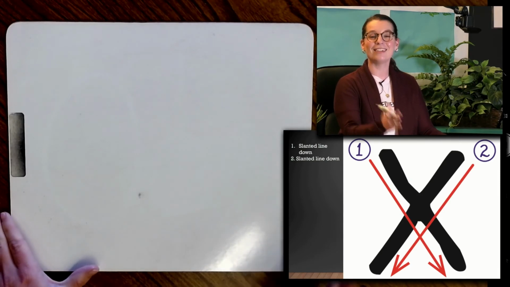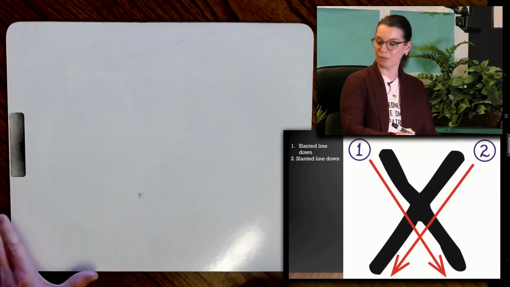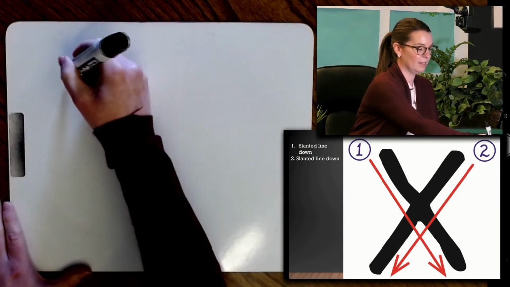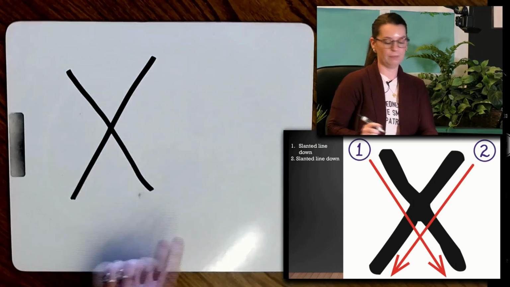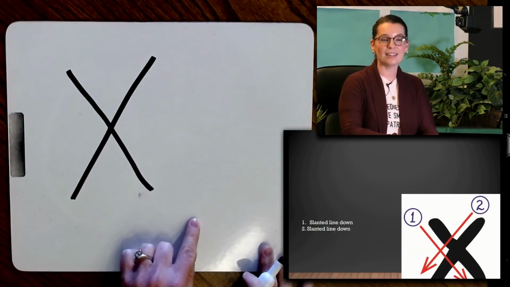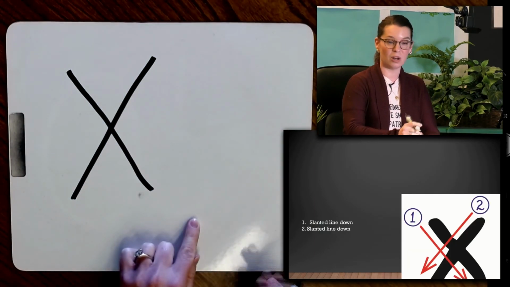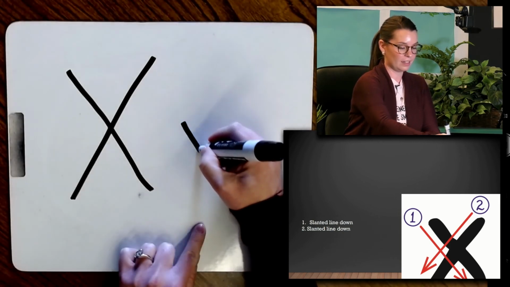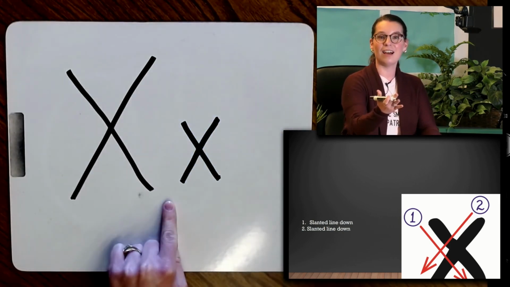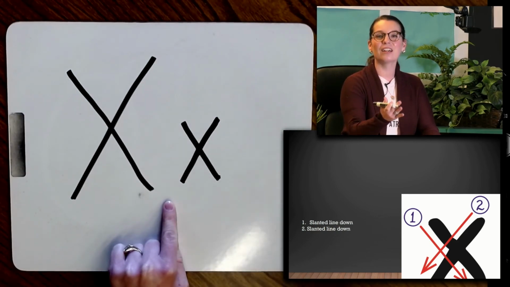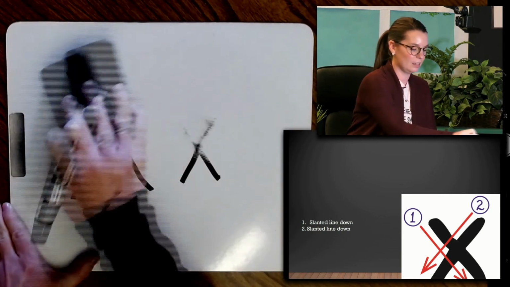Name this letter. X. Sound this letter. X. Let's write this letter. Pens up, slanted line down, slanted line down. Lowercase x is a letter that is small, so pens out, slanted line down, slanted line down. Name this letter. X. Sound this letter. X. Erase.